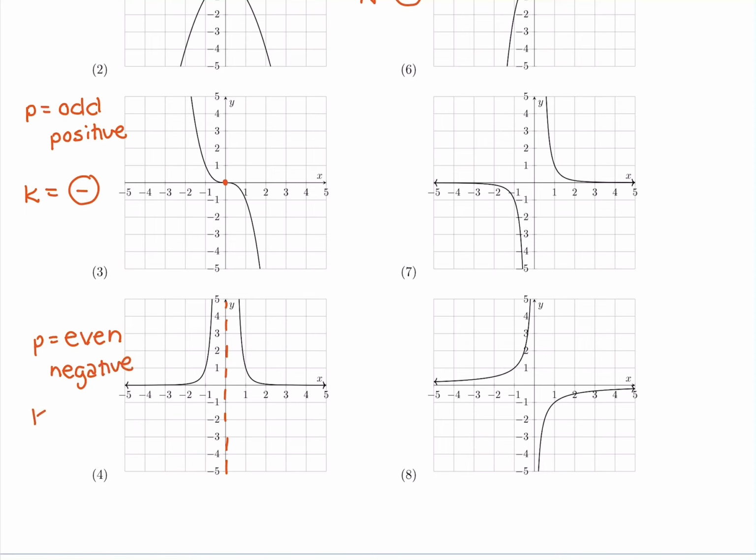And we want to think about the coefficient. Do we have any graph in the first quadrant? We do. So the coefficient must be positive out front.